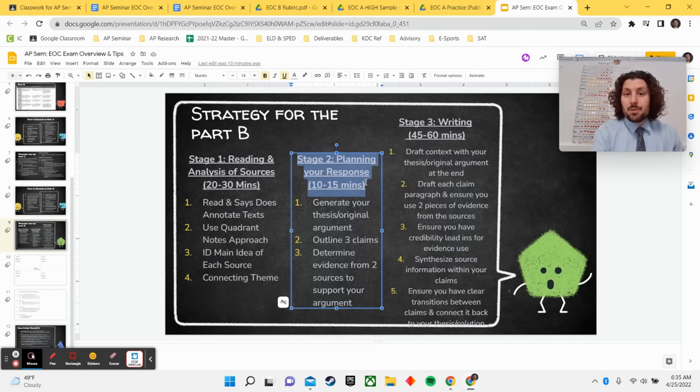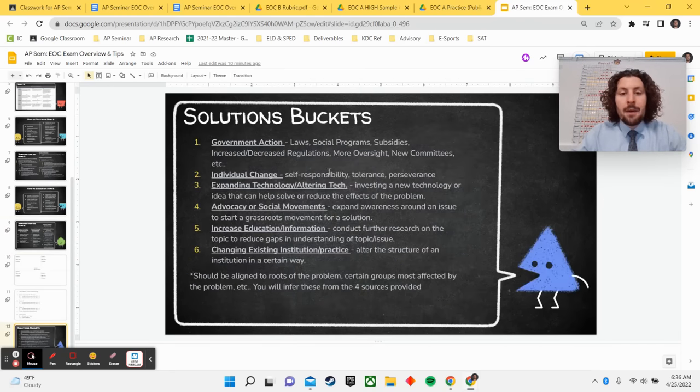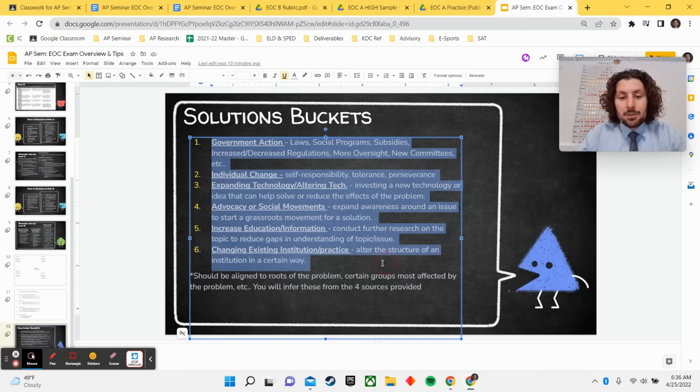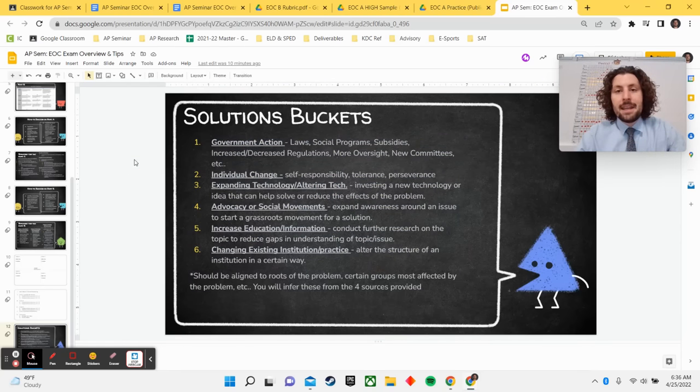So looking back to the sources, source A, B, C, or D, what evidence can you use to support your unique perspective or your argument? Now, this is definitely easier said than done, but one thing to keep in mind is our solutions buckets that we talked about when it came to part B.